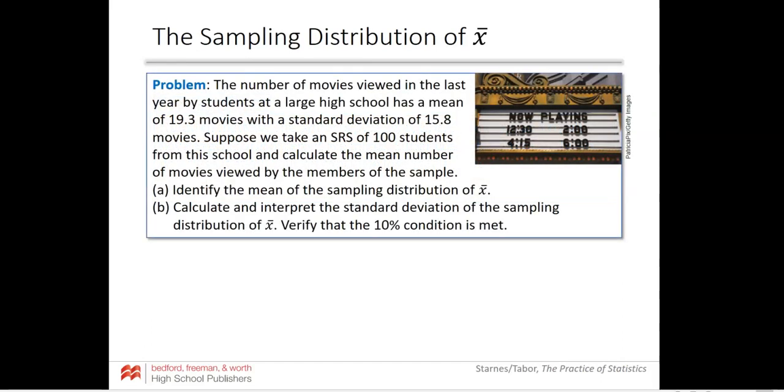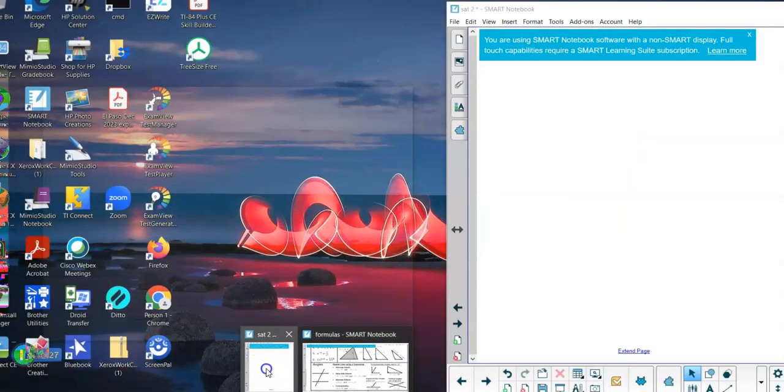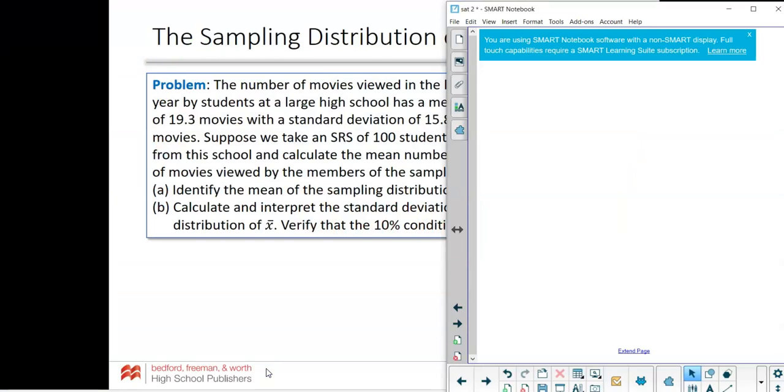The number of movies viewed in the last year by students at a large high school has a mean of 19.3, standard deviation 15.8. Suppose you take a simple random sample of 100 students from the school and calculate the mean number of movies watched. So identify the mean of the sampling distribution of X bar. Again, the notation on this is probably important. So the mean of X bar is equal to, it just tells us it's 19.3. It's not a bad idea to put context here, so 19.3 movies.